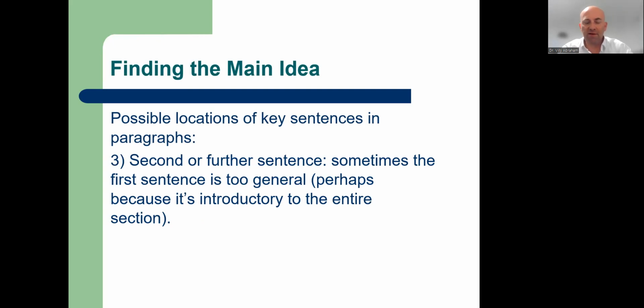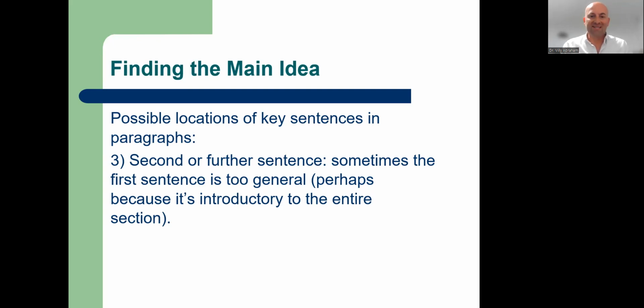If the first sentence of a paragraph is general, and then the second sentence has details or phrases like, for example, for instance, or statistics, then we can assume that the first sentence is the main idea. Okay. However, sometimes the first detailed sentence of the paragraph will appear in the third sentence, or maybe the fourth sentence if it's a very long paragraph.